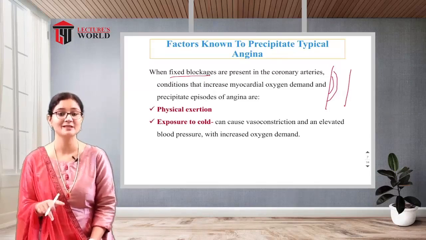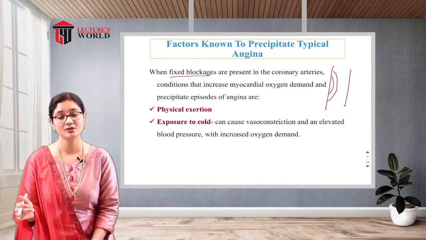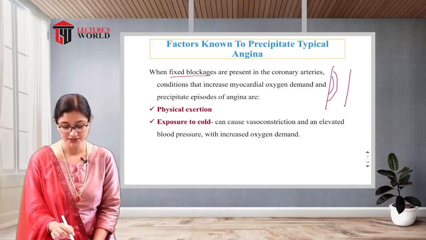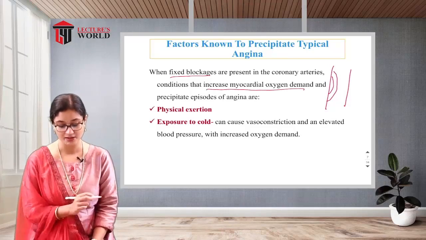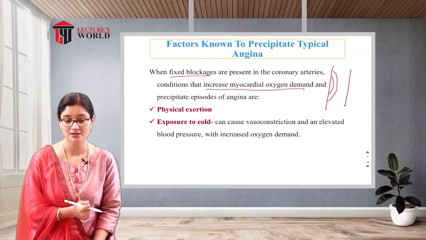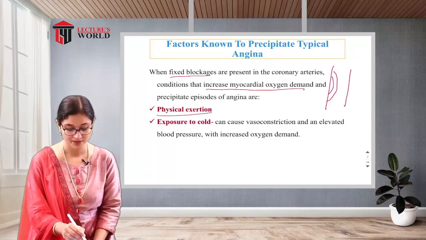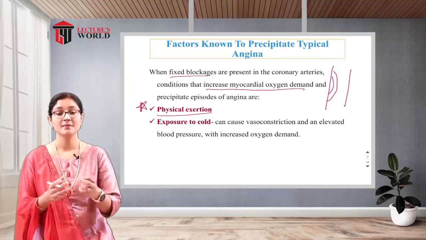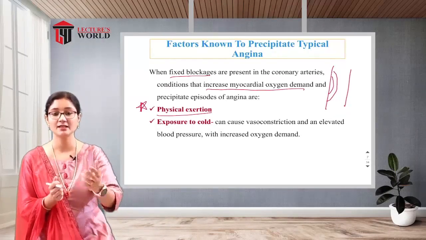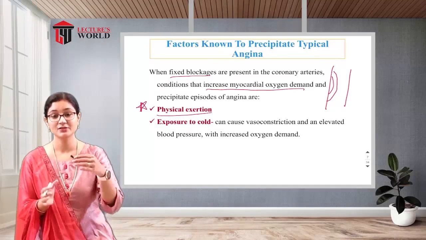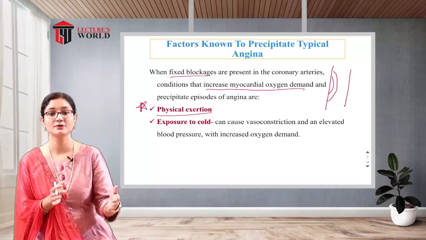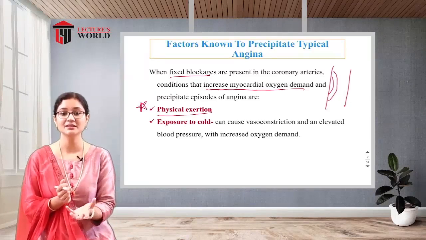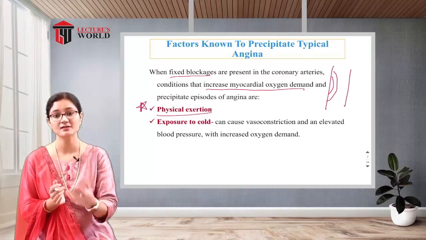So what can precipitate such type of blockage to cause angina in a patient? Conditions that increase myocardial oxygen demand and precipitate episodes of angina are, first, physical exertion. Physical exertion means when a person is doing an exercise. I gave you an example: once you walk from the ground floor to the 5th floor, your body's oxygen demand is going to increase, so your heart will beat faster.